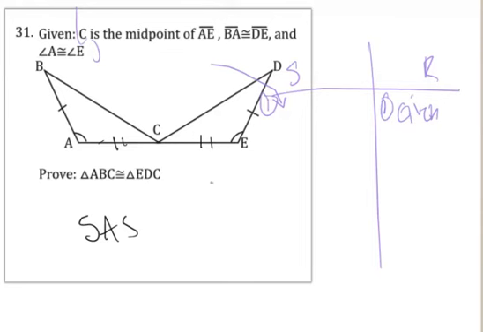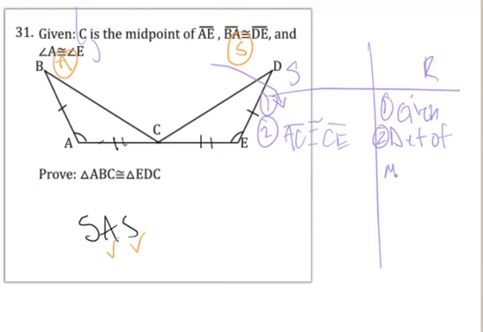There's my given. What did they give me already? They gave me an angle. They gave me a side. I need one more side. I know where it is. It's AC is congruent to CE. You want to know why? Definition of midpoint. This is like the same problem we just did.